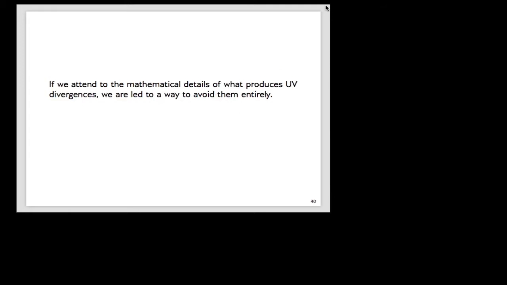But I don't think the argument for claim 2 is in fact so straightforward. There's an escape route for somebody who wants to defend the exactness requirement in this case. And in particular, the escape route is that if we attend to the mathematical details of what produces the ultraviolet divergences, what we're led to is a way to characterize the theory that avoids them entirely, in which no ultraviolet divergences arise.